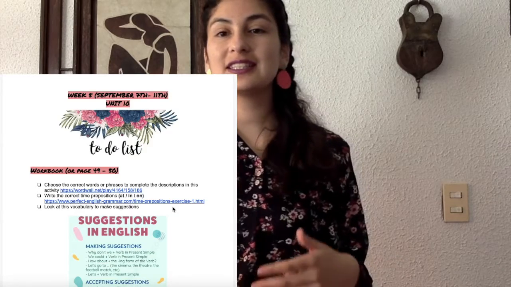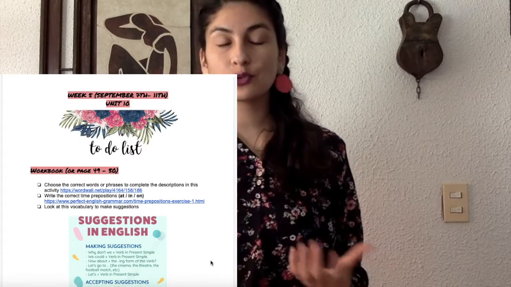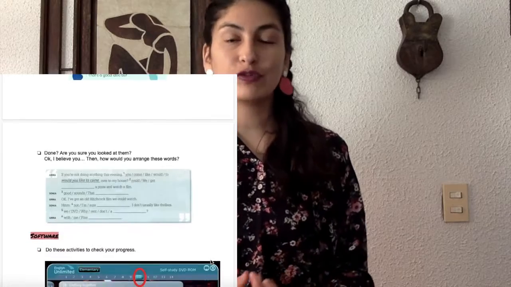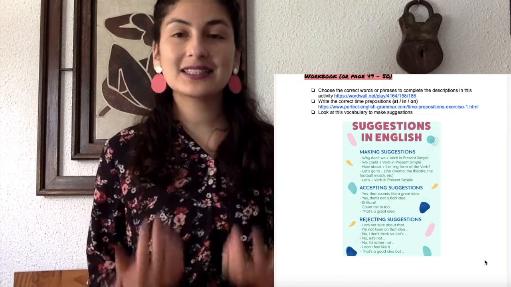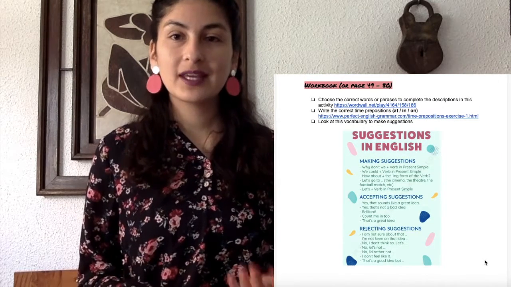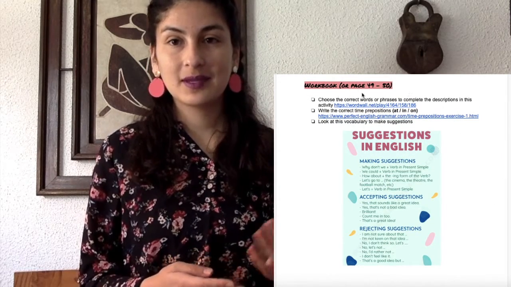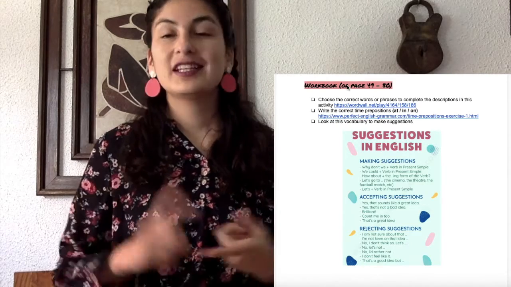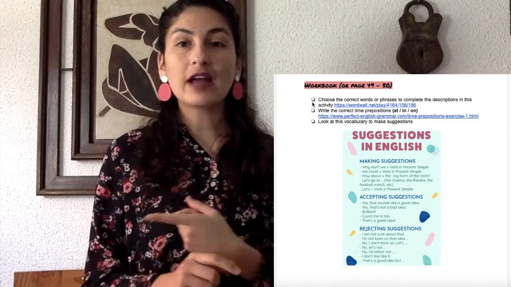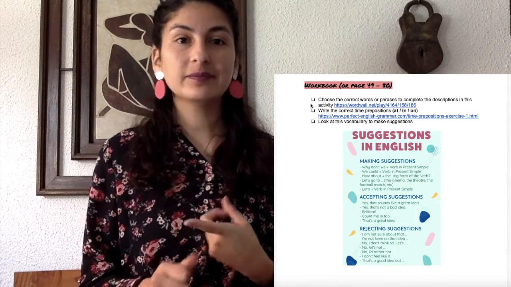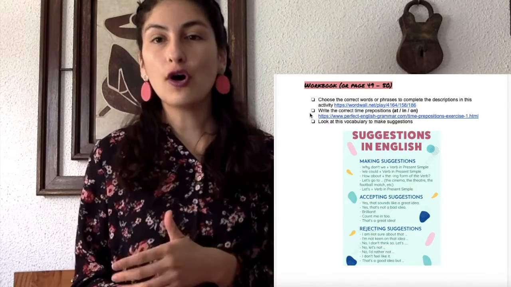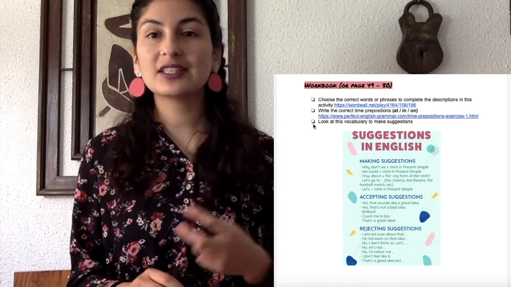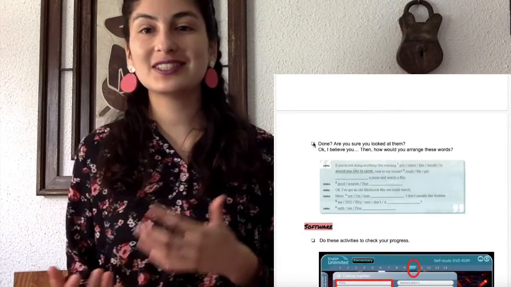So this week you have a new to-do list. This to-do list is divided in 2 sections, as usual: workbook and software. The activities that appear in the workbook section are exactly the same activities that are in your workbook in the pages mentioned, but in a more interactive way. The first activity is related to vocabulary, film vocabulary. Then the second activity is related to the prepositions of time at, in, on. And the third activity is related to the vocabulary you use to make suggestions in English.